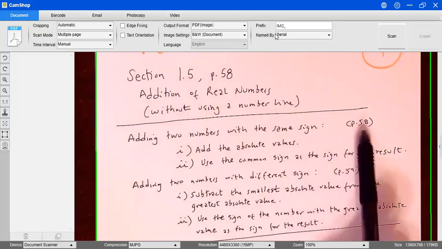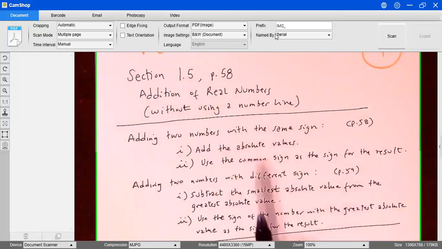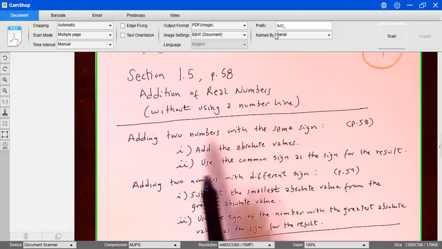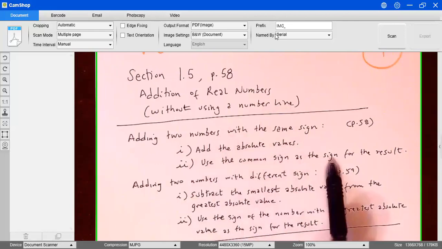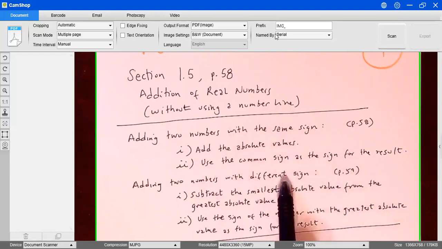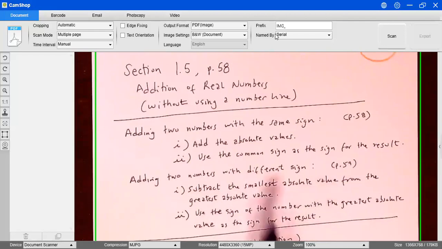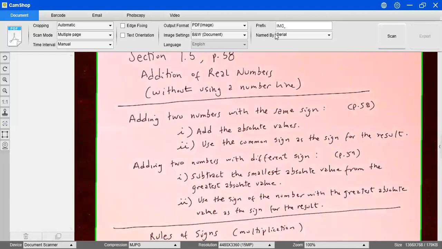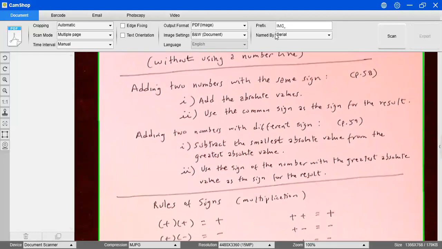So on page 58, you're going to find these steps. The first step is you're going to add the absolute values. Then you're going to use the common sign as the sign for the result. This is when you have the same sign. When you have different signs, you're going to work again with the absolute values, but you're going to subtract the smaller absolute value from the greater absolute value, and then you're going to use the sign of the greatest absolute value as the sign for the result. So you're going to understand this better when we go through the different examples.